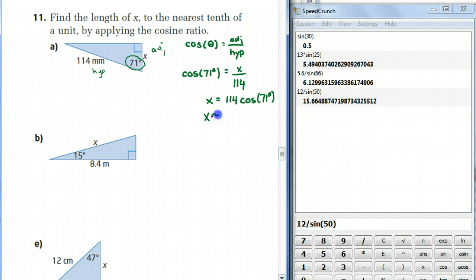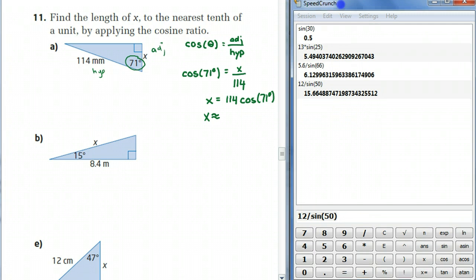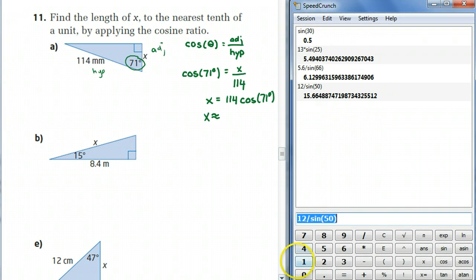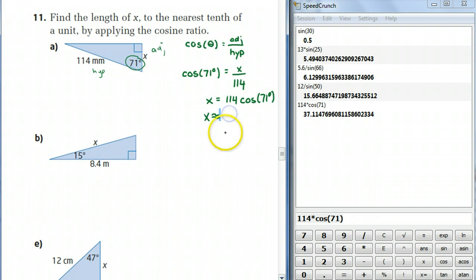So x is approximately equal to, and we want to come down to our calculator, and we should be able to type this in our calculator in one go. So 114 times cos of 71. And I see I get 37.1. Approximately 37.1, and it'd be millimeters.